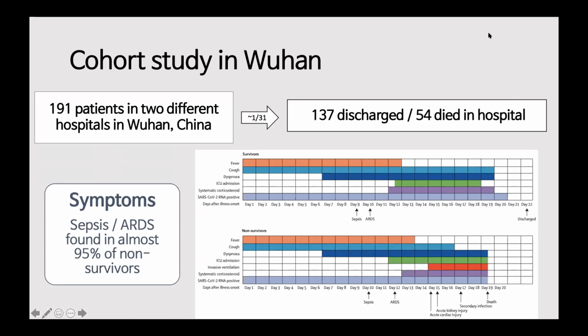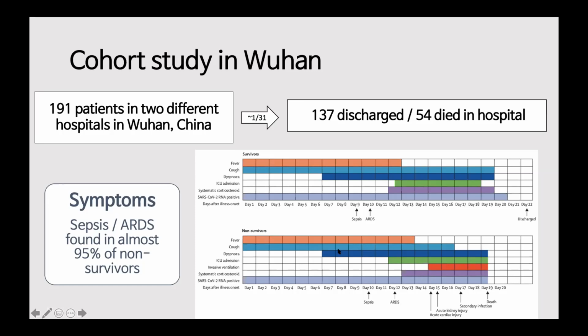So the first study I would like to focus on is the cohort study in Wuhan. This is basically a paper which mentions patients that have been admitted to 2 different hospitals until January 31st. So it's very early clinical data. There are 191 patients who have been admitted, and among them, about 50 people have died. So that's a high percentage. And these are the symptoms that the survivors and the non-survivors have each shown. These patients all died about 19 days after admission.